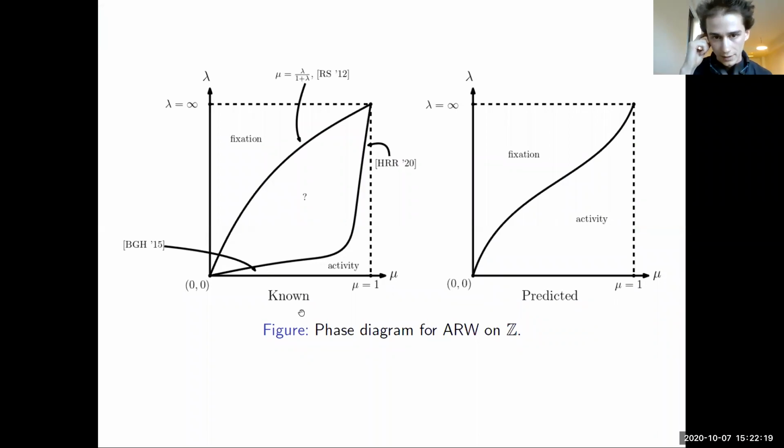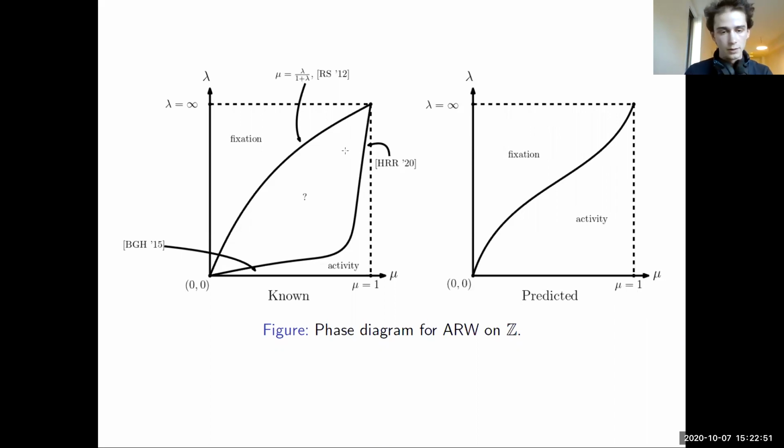Yeah, so like I said, I think it's easier to look at this picture. On the right is the predicted phase diagram, so the density is on the x-axis, the sleep rate's on the y. Either for high density or low sleep rate, you have activity down here, or for low density or high sleep rate, you have fixation up here, and then there's this critical curve between them, so that's predicted.